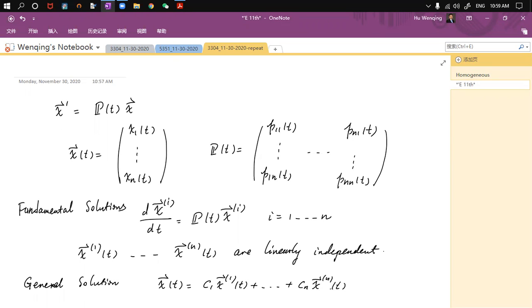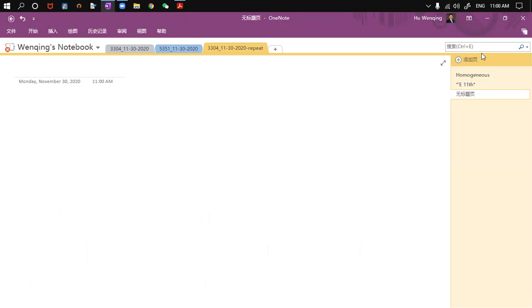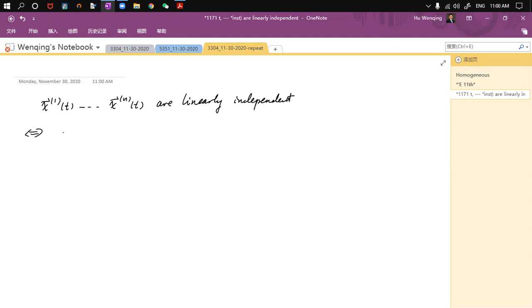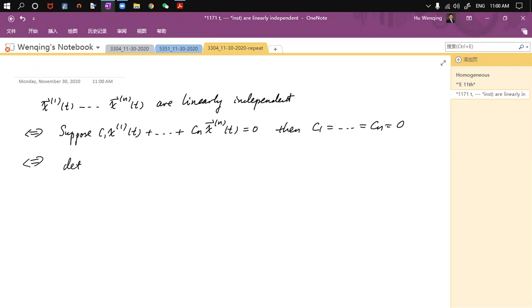Now there are two ways to check the fundamental solutions. Say x1 of t up to xn of t are linearly independent. From last lecture, this holds if and only if, suppose c1 x1 of t plus up to cn xn of t is equal to 0, then c1 is equal to cn is equal to 0. That's the first criterion for being linearly independent. And the second criterion is that you formulate the Wronski matrix.